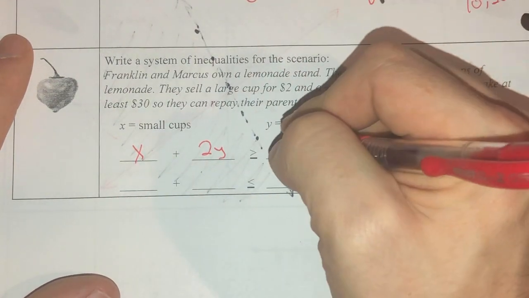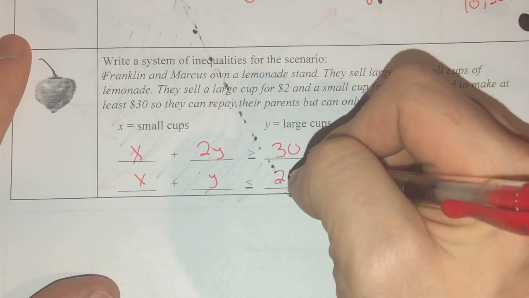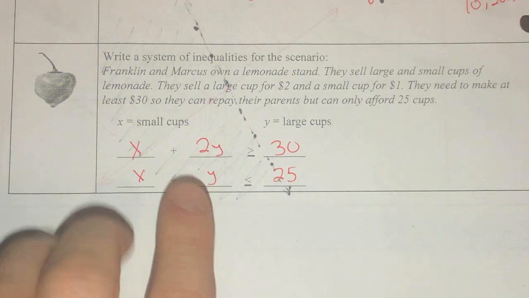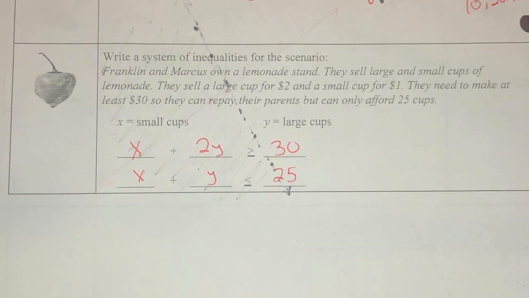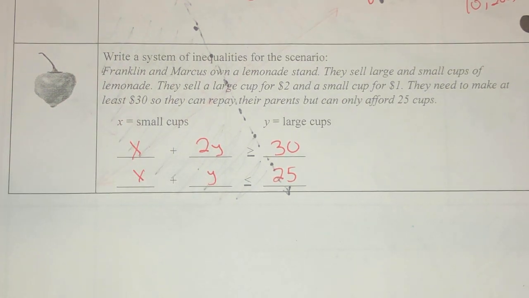A small cup is $1. A large cup is $2, and I have to make at least 30 total. And then I can only sell no more than 25 cups. On the quiz or the test, you'd have to take this one step further and graph it. So you have intercepts of (0, 25), (25, 0). You'd have (30, 0) and (0, 15). You'd shade and look for the overlapping shaded region. But because of how much prepping we have to do, I thought I would have you just write the inequalities themselves, and then we'll come back strong on the test and actually graph them.